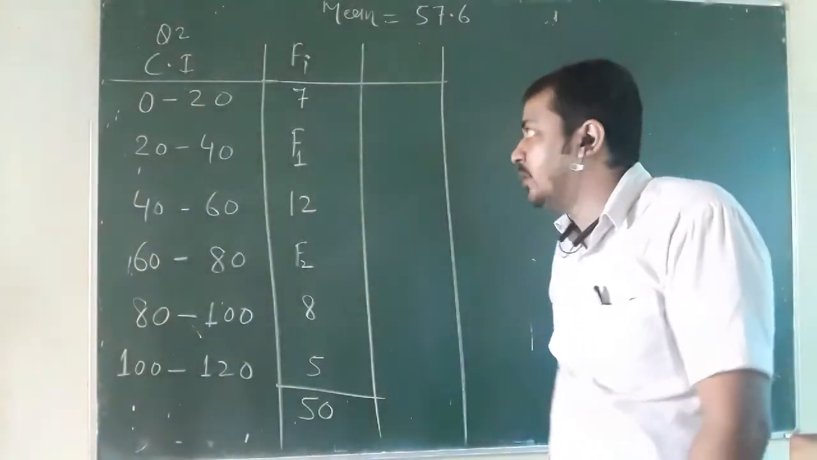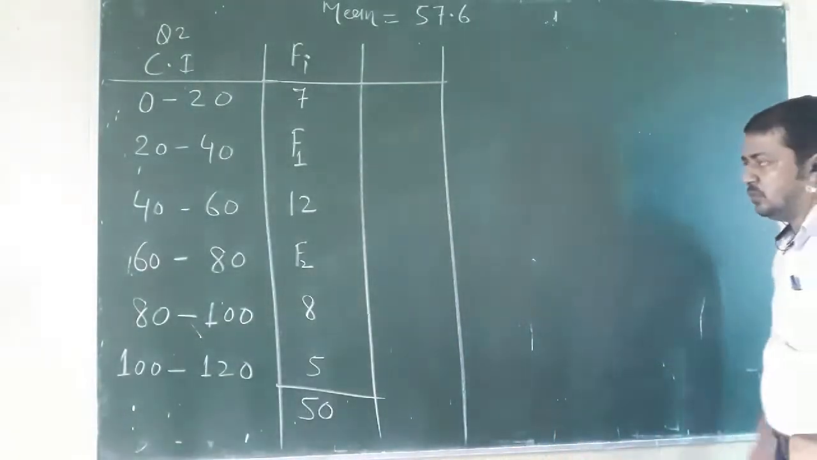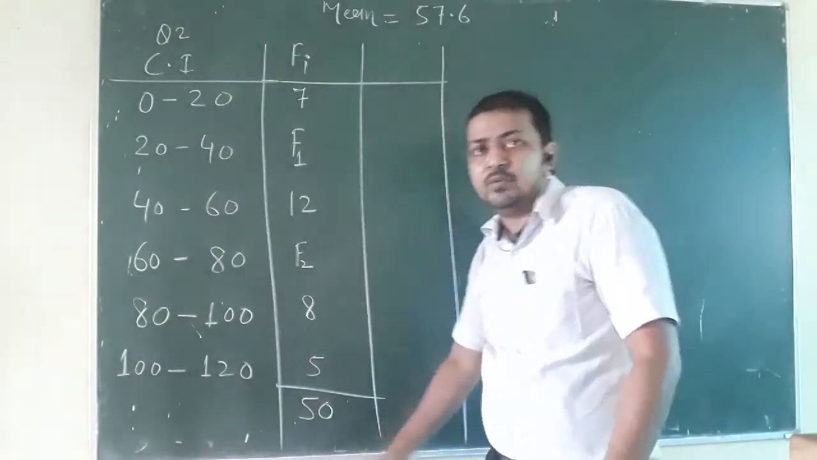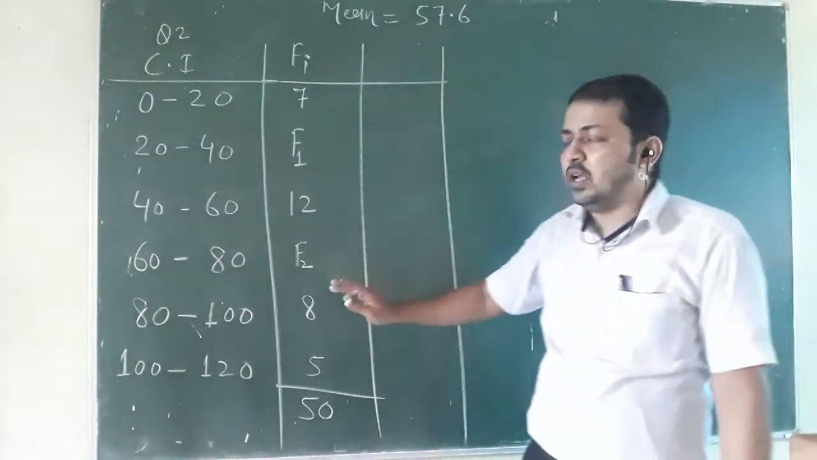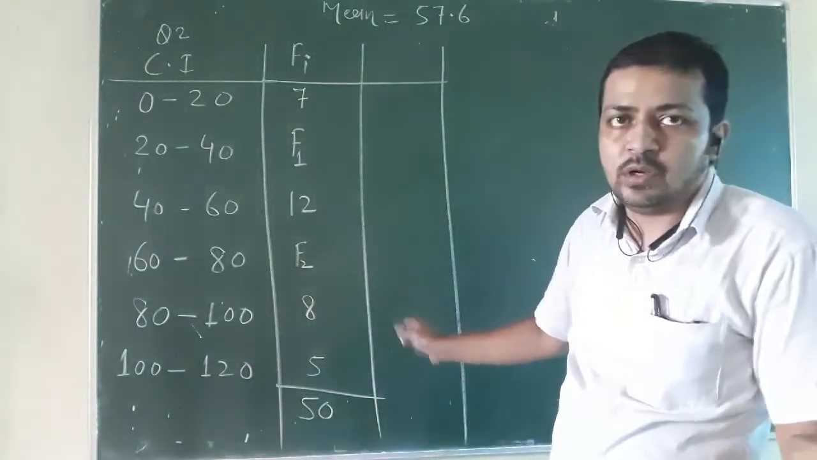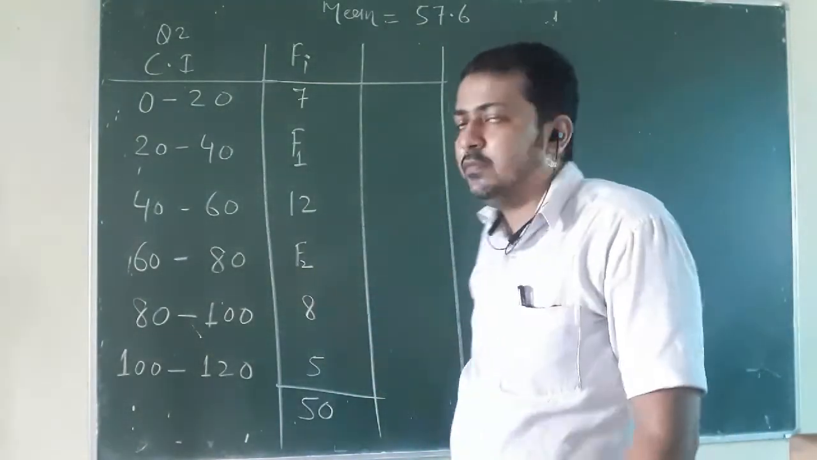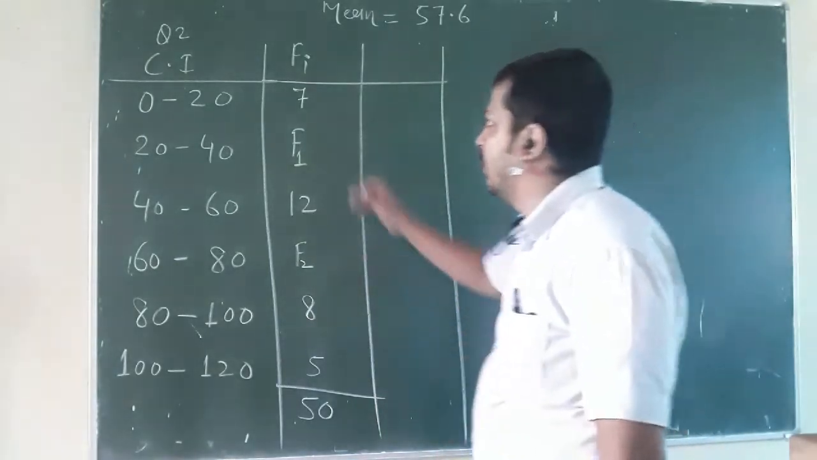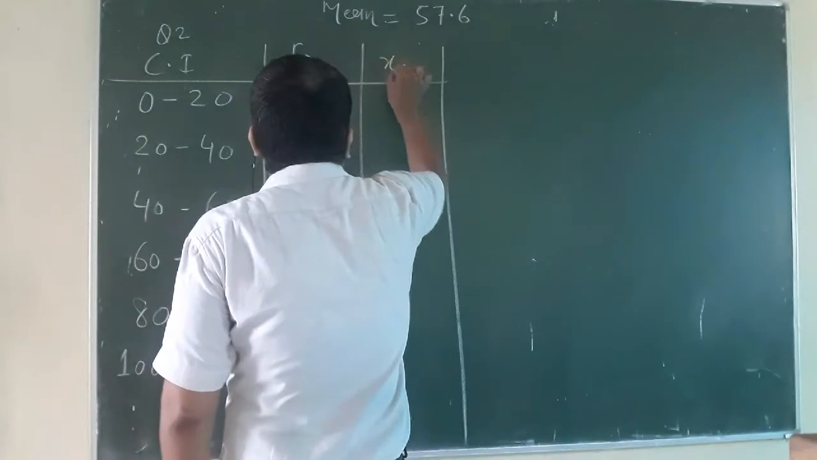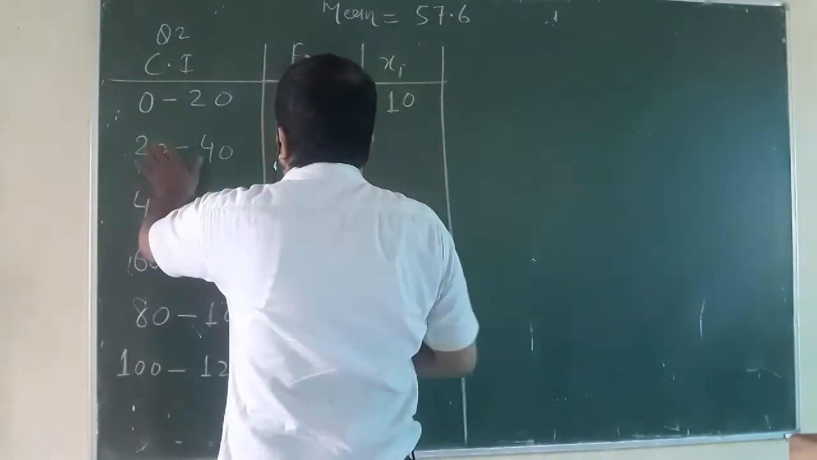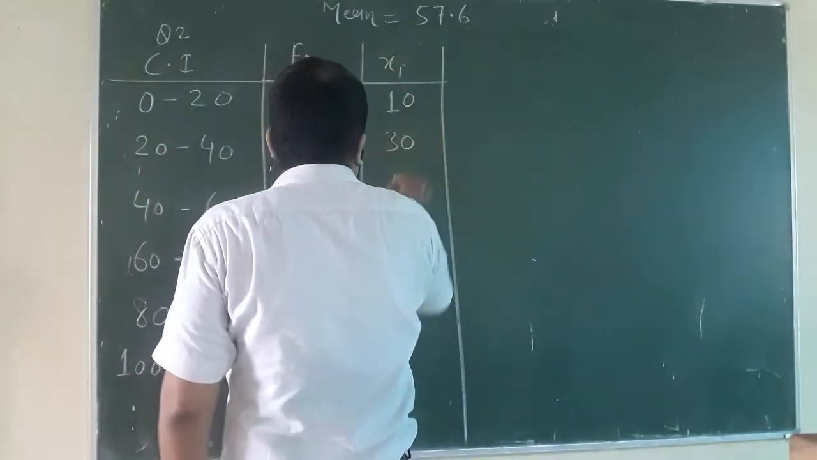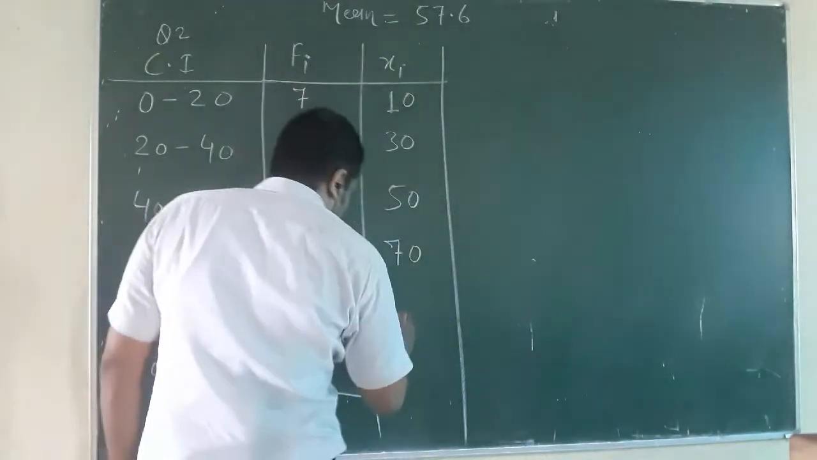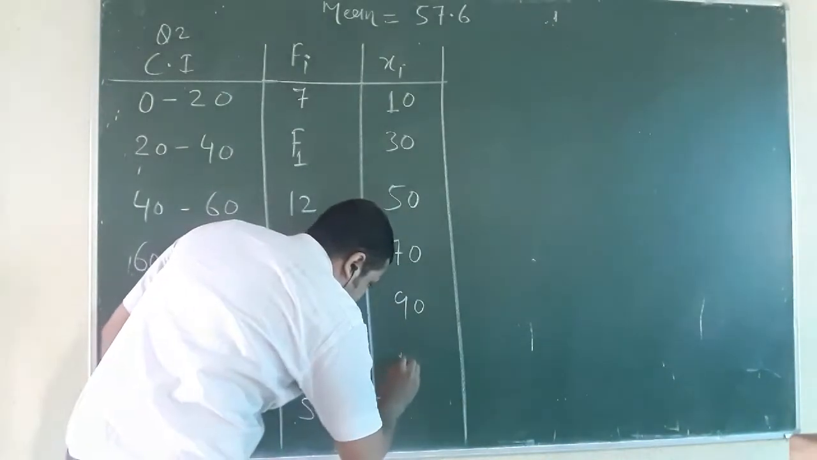See student, this is the second question. In that there are two missing frequencies. With the help of the mean I will find these two frequencies. Here also the judgment of which method you will use is totally up to you, and I will solve with the method of step deviation. Okay. So first of all I have to find the xi. The xi will start at 10 and the gap is 20, so it will be 30, now 50, now 70, now 90, now 110.